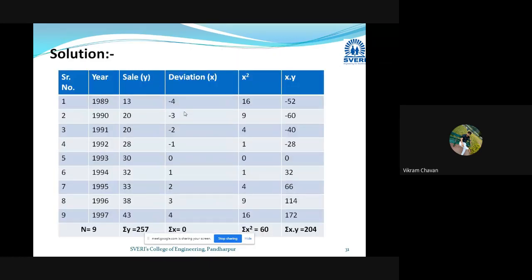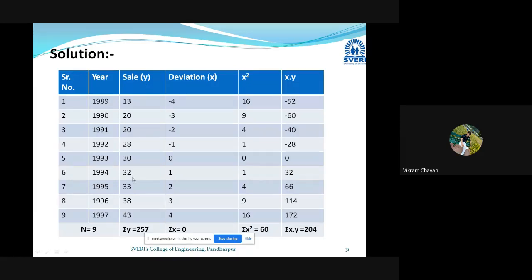So regarding this particular table, we have to remember the columns only, what is required to fit the straight line. So we require n, that is nothing but the total number of years. Whatever data is provided, on that basis we can find out the total number of years. So first of all, you write down the series number so that it will be easy to find out how many years of data are provided. So the total number of years provided is 9.